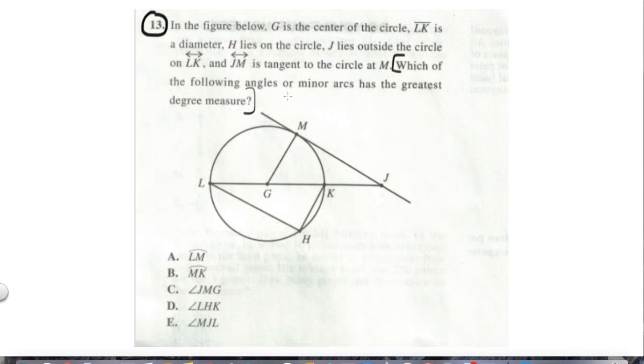Now, they want to know what's the greatest degree measure. If we look at what's going on here, we can say a few things for sure. You could eyeball it: LM looks bigger than MK. JMG doesn't look as big, so if you were guessing, you might cross that off. LHK looks smaller than LM, and MJL certainly looks smaller than all the rest. So you could just guess A and move on, and that would be pretty okay.